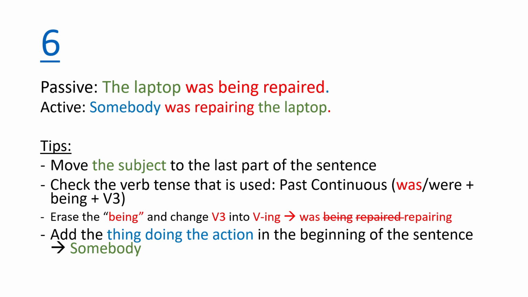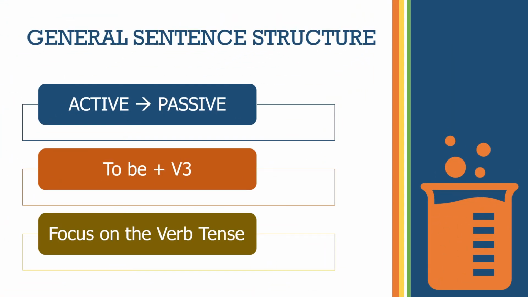So my note in the last part here: make sure that you understand how to create active sentences and passive sentences. Okay guys, now this is the general sentence structure from active to passive. Basically, what you need to do is to add to be plus verb 3. If it is a continuous tense, you need to add being. When it is future tense, you need to add be after will. When it's perfect tense, you need to add been after has or have. Okay, clear? Then focus on the verb tense.